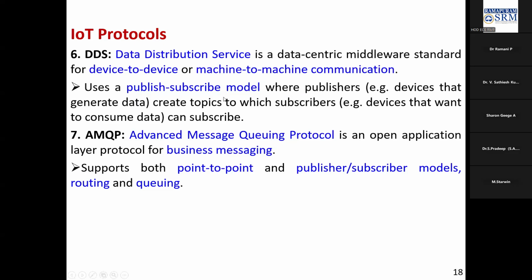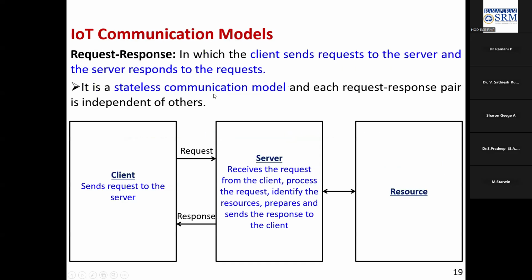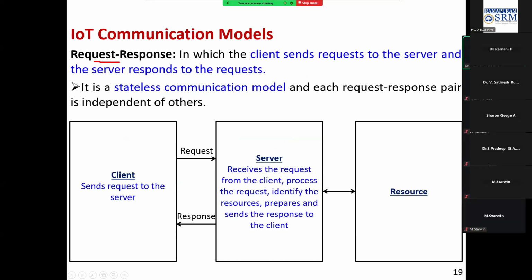Now let us talk about communication protocols. How data is being communicated from one device to another. So that is IoT communication models. So the first model which we are going to discuss is request response model. From the name itself, you know that request response. If a request comes, then there will be a response for that request.